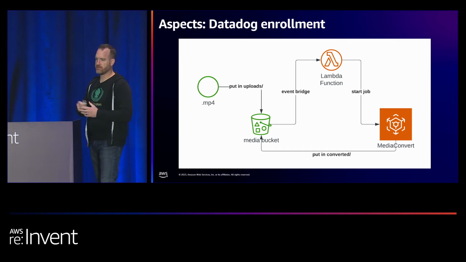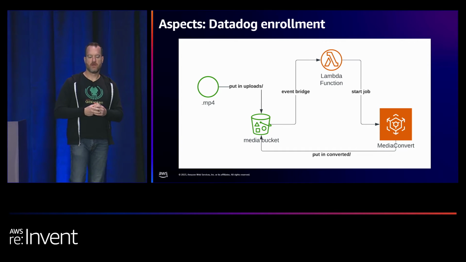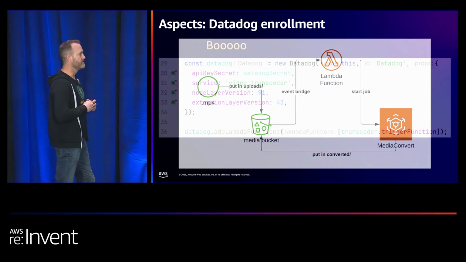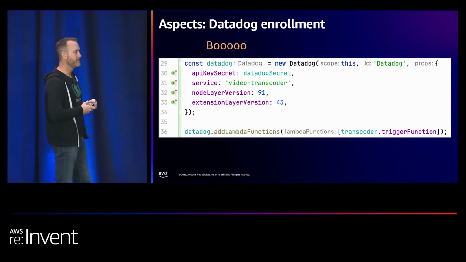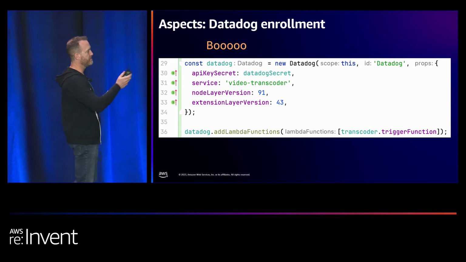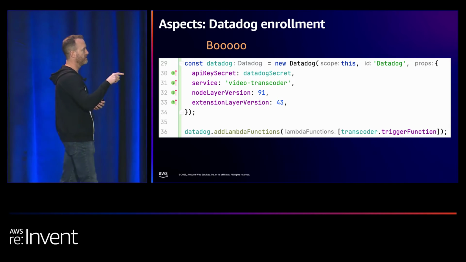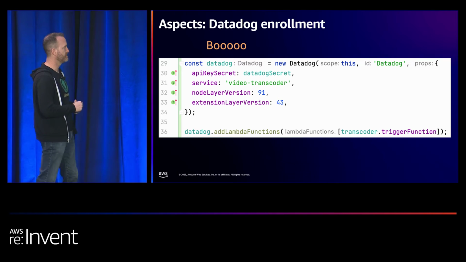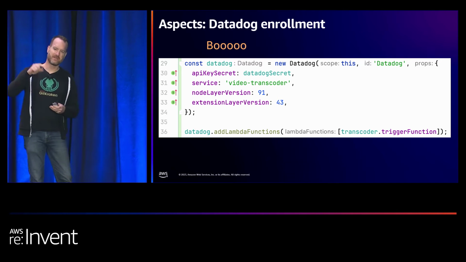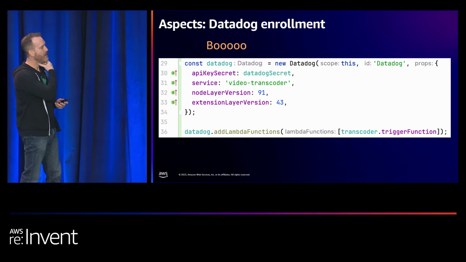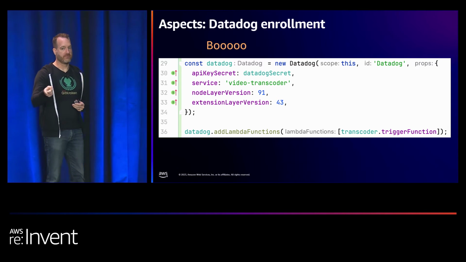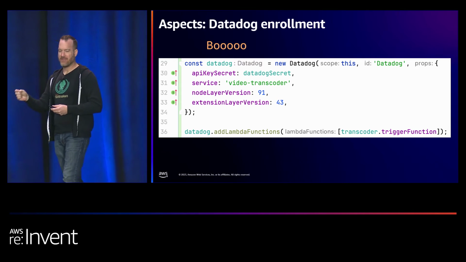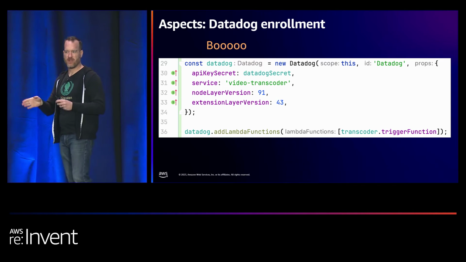Now, this Lambda function is something that I'm going to want to monitor. And we like using Datadog, so we're just going to go ahead and use the Datadog construct that they ship. And on line 36, I can say transcoder.triggerFunction, add that to my monitored functions, and everything sort of works. But there's a problem with this that I don't like. I have to know that that Lambda function exists within my trigger function. And that sort of breaks the contract of an L3.